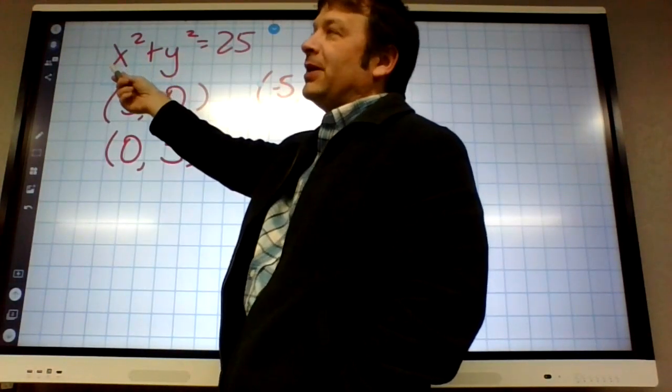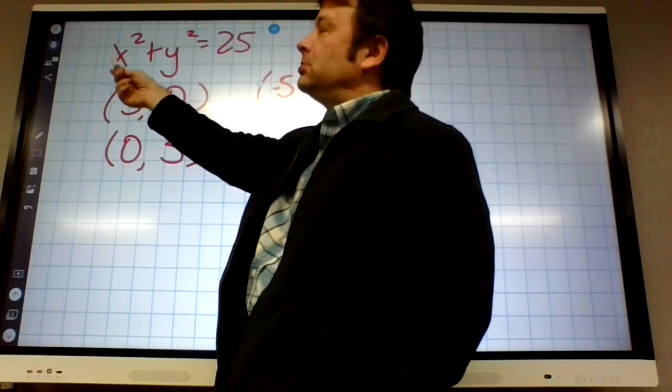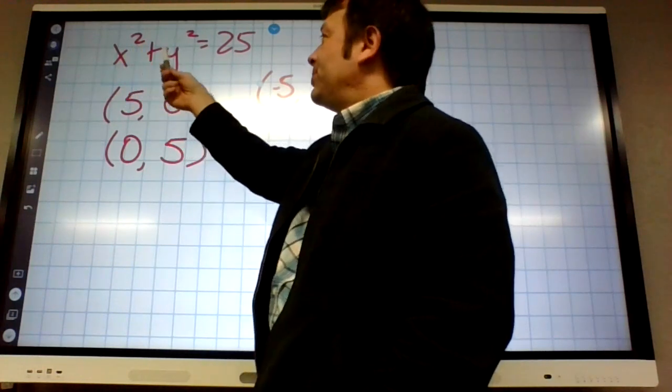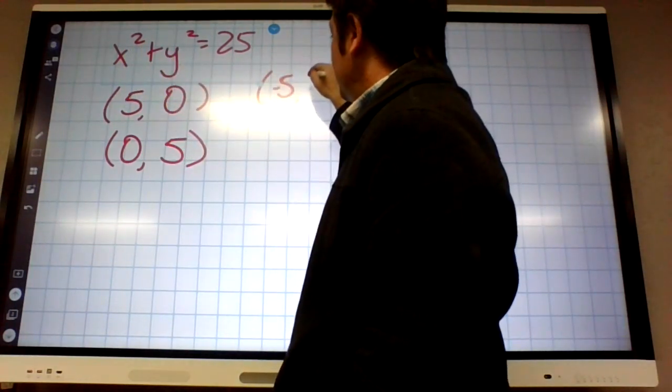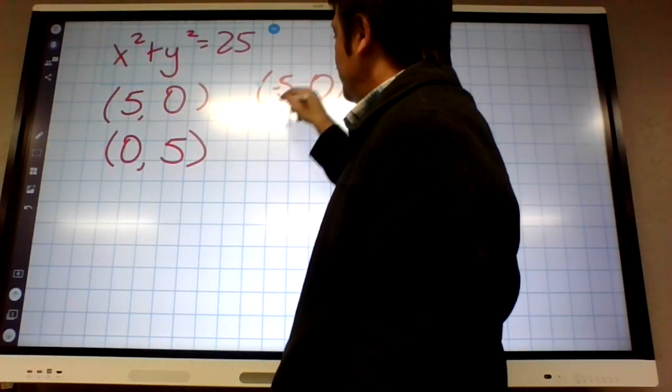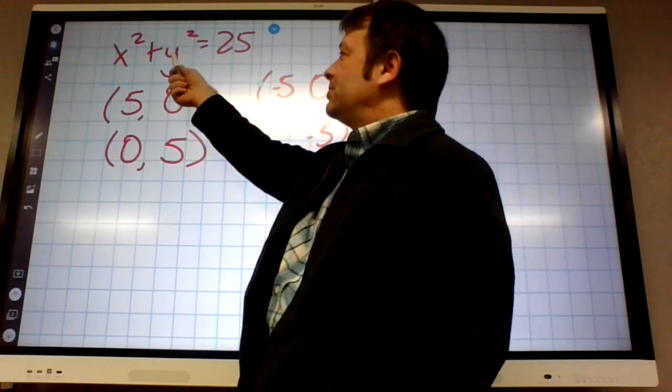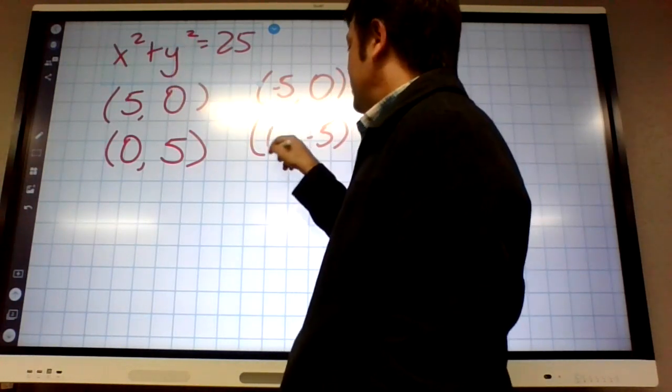What's negative 5 squared? Positive 25, so this would have to be zero. If y is negative 5, the square is 25, so x would be 0.